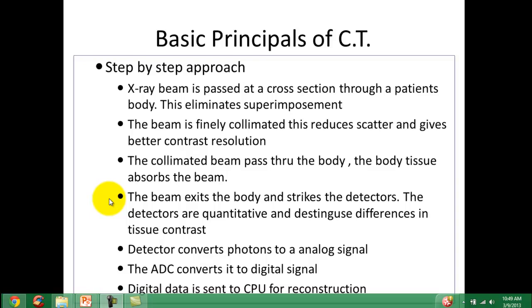The detectors are able to distinguish the differences in tissue contrast because they can analyze very small differences in the photon wavelength, in other words, the strength or energy of those photons coming out of the body. There are some conversions that need to happen in our detector. We have a conversion of X-ray photons. Ultimately, those photons will turn into a light signal, which then also within the detector gets converted to an analog electrical signal, in other words, a voltage.